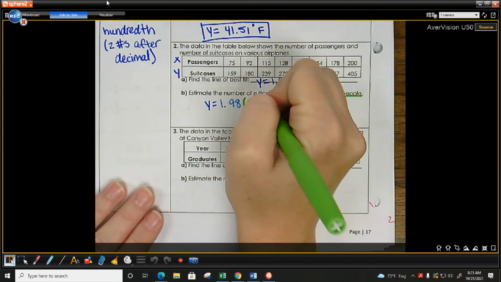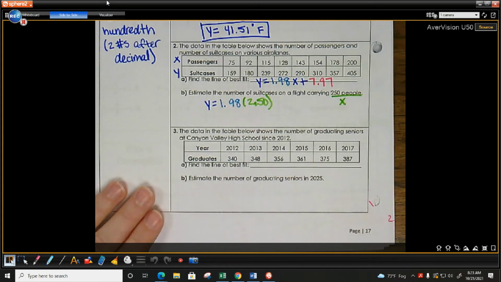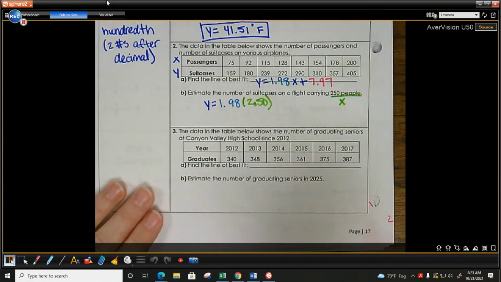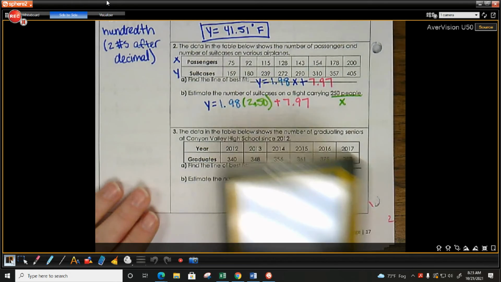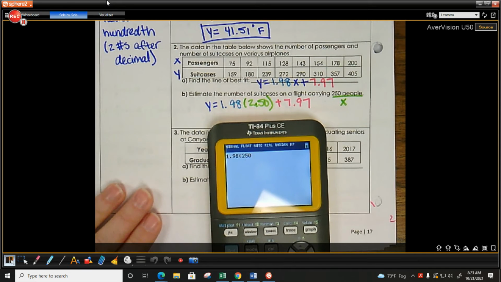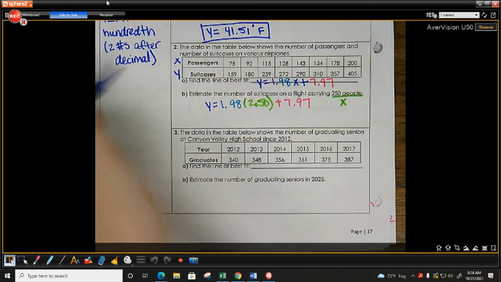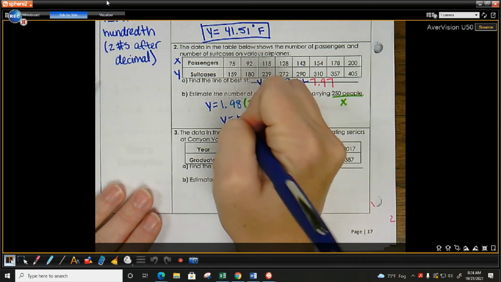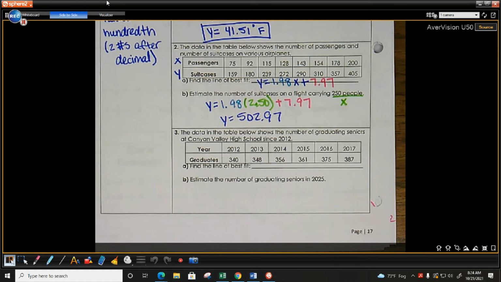times 250. I don't know why I put a decimal. Sorry, 250, not 2.50. Plus 7.97. So 1.98 times 250 plus 7.97. And we get y equals 502.97. Okay, what does y represent, guys?